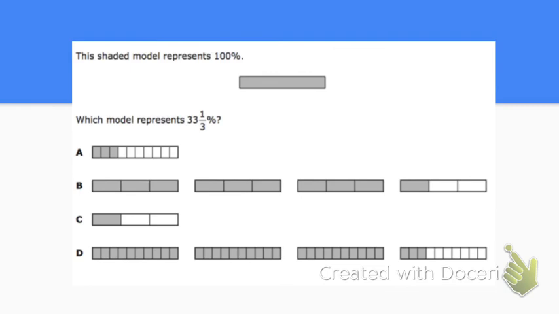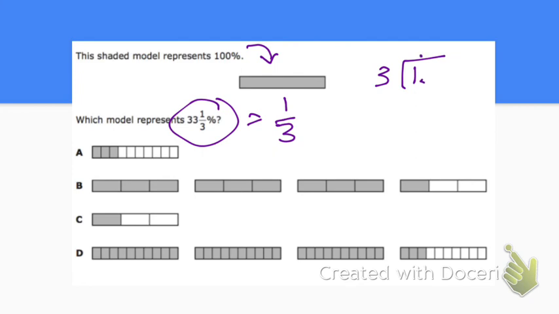All right, and last one here. We've done one just like this in class recently, very similar. Okay, this model right here, this was a star question, represents 100%. That's one whole. So what model represents 33 and 1/3%? Well, 33 and 1/3% is a benchmark number. That means it's one we should have memorized, and that equals 1/3, right? If I did 1/3 and I tried top dog, 1 divided by 3, I'm going to get 0.3333. It's going to keep going forever, right?